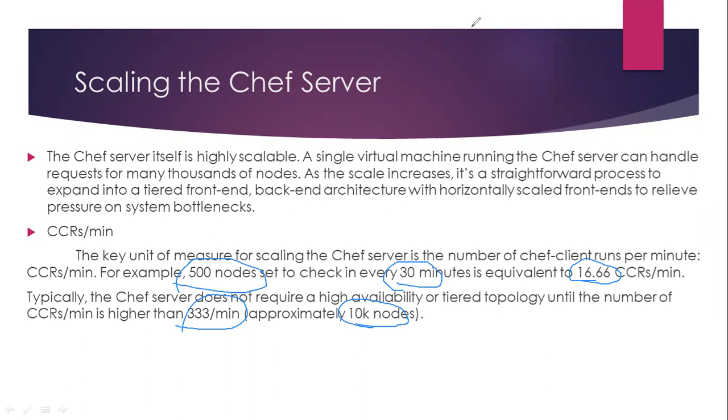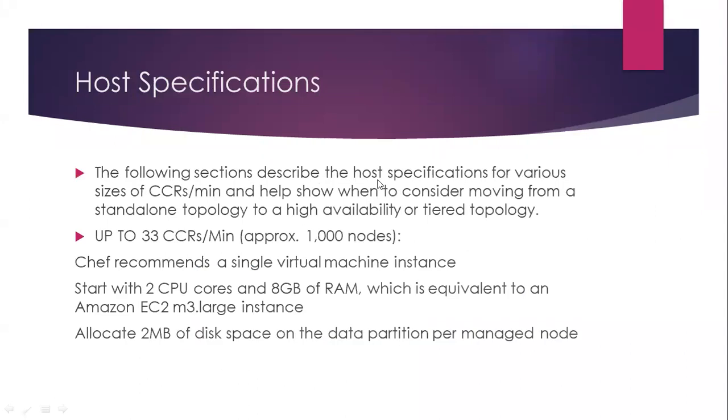So these are some of the suggestions from the company. But in case you want to go with some recommendations, 33 CCR means approximately 1,000 nodes. They are saying that 2 CPU, 8 GB RAM of server is required. And this is the client side stuff.